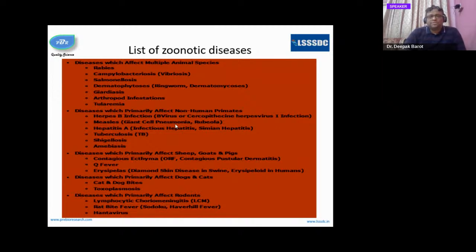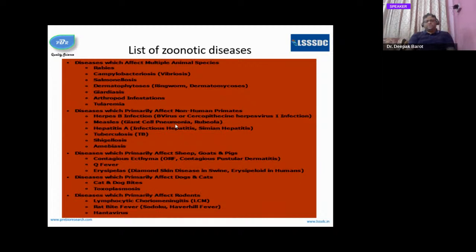These are diseases which can affect multiple animal species. The diseases affecting non-human primates include herpes, measles, hepatitis A. Sheep and goats are majorly affected by contagious ecthyma and Q fever. Primarily dogs and cats, you have bites and toxoplasmosis. And those which primarily affect rodents are especially lymphocytic choriomeningitis, rat bite fever, and hantavirus.